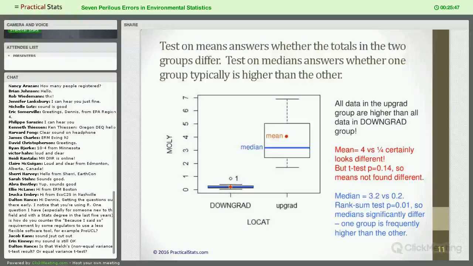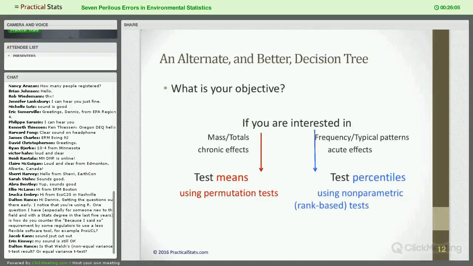So, decide which test to use based on your objectives. If you were interested in the totals, were the total amounts in one group different than the other, then you'd be interested in a mean. I still would not use a t-test. But if you are interested in the pattern, use a non-parametric test.